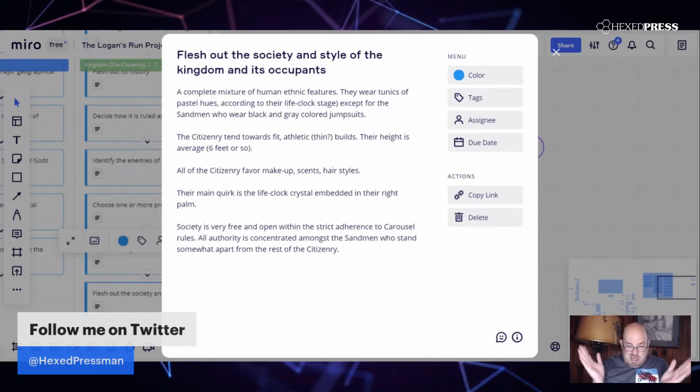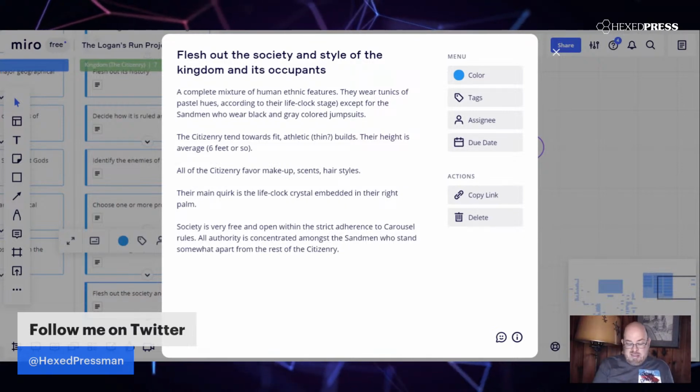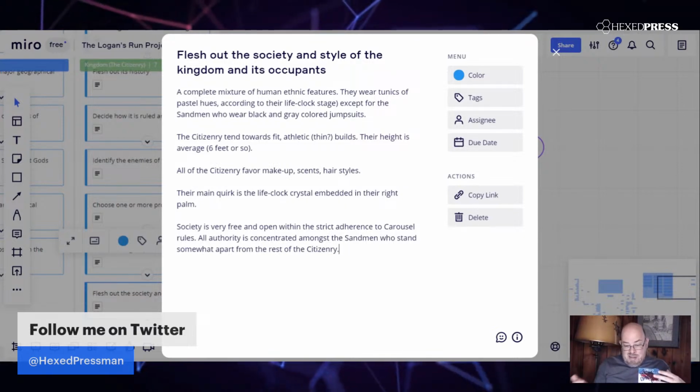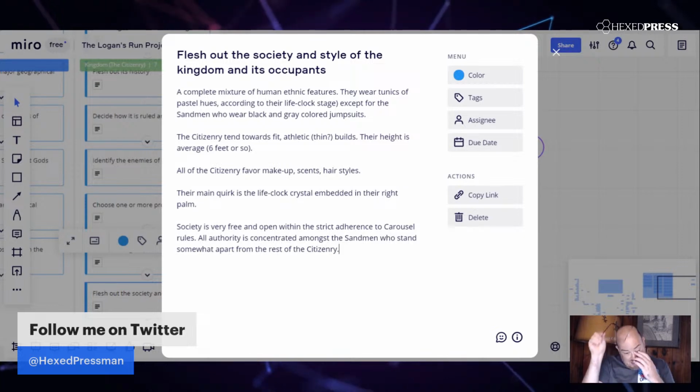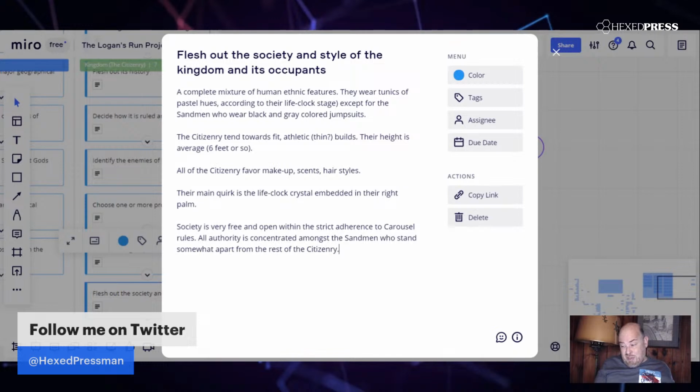Right? Within Carousel, assuming you're doing everything according to Carousel, it seems like it's very free, very open. I don't think we got the sense in the movie that there's some kind of cliques from whatever color you are in your life clock. That doesn't seem to be something that's strictly important. It's only important when you're getting ready to go and be renewed. Obviously, that becomes a thing. But other than that, it seems like it's very free and open.